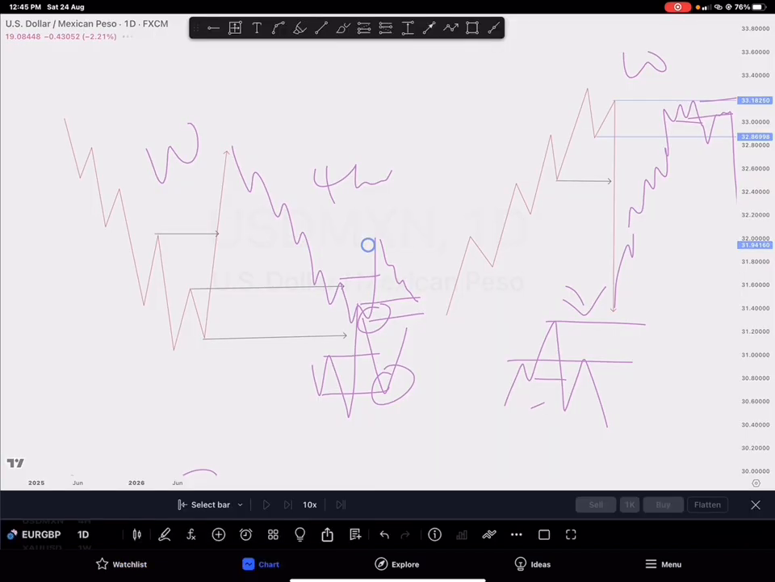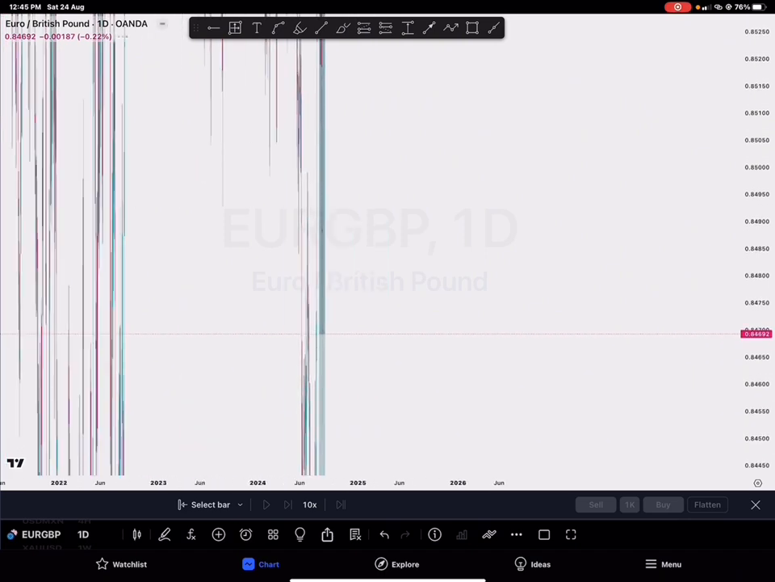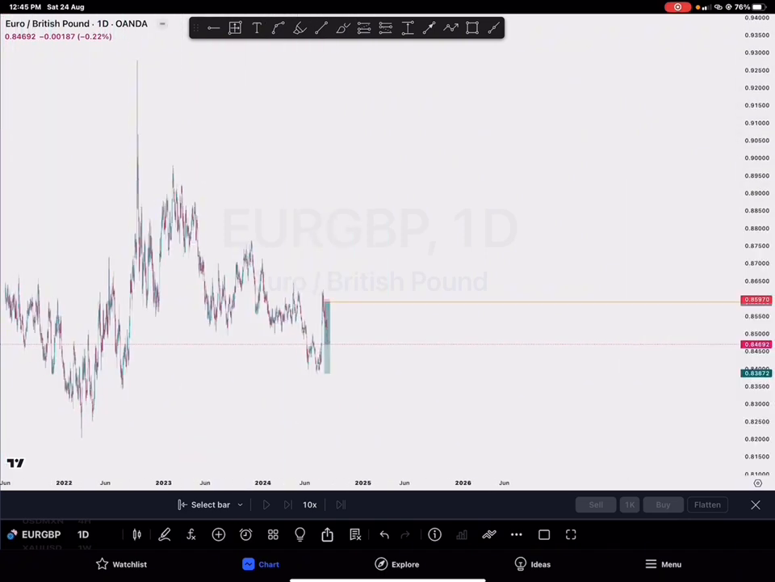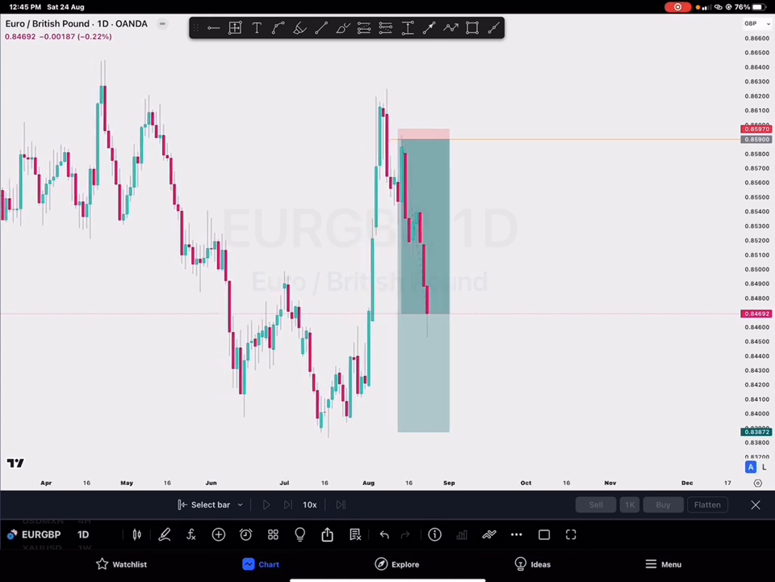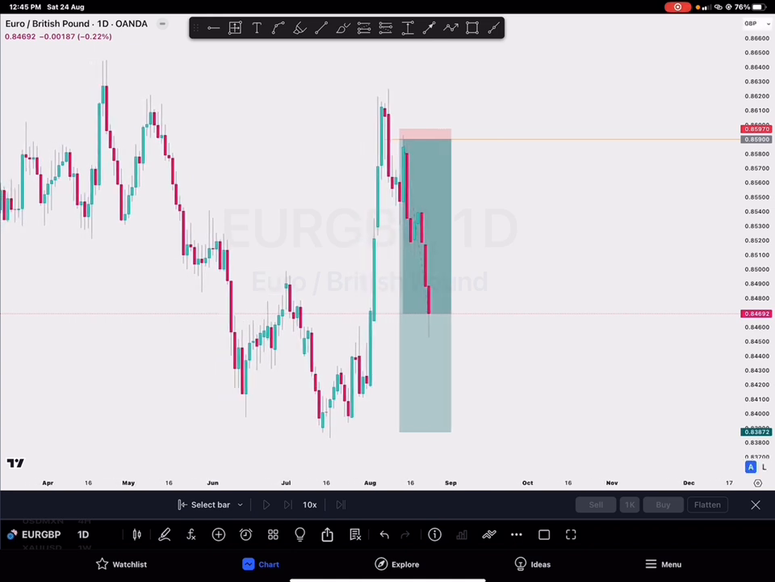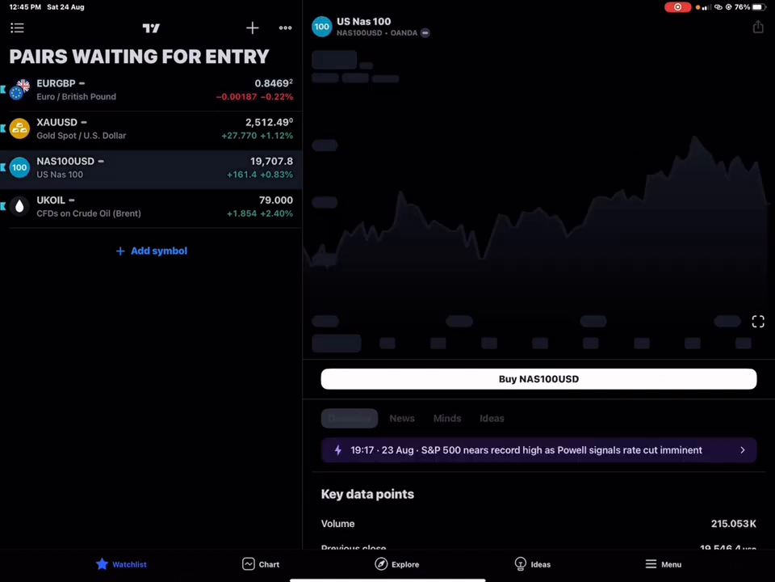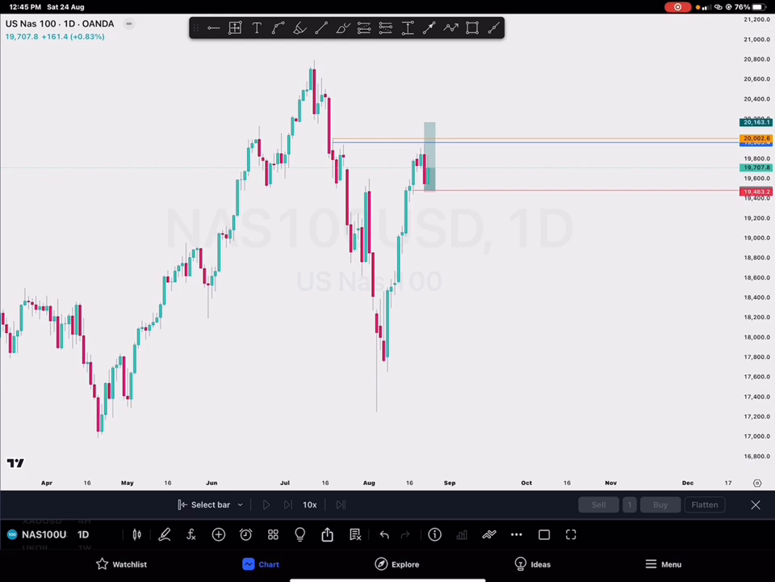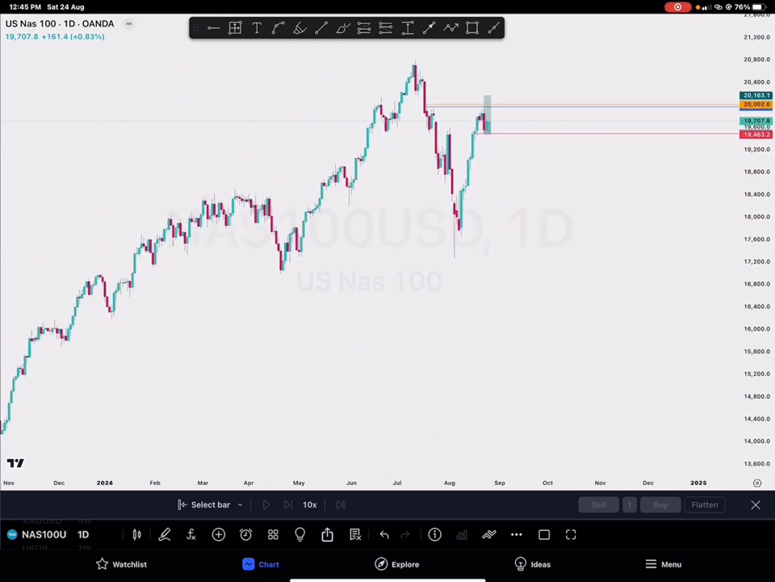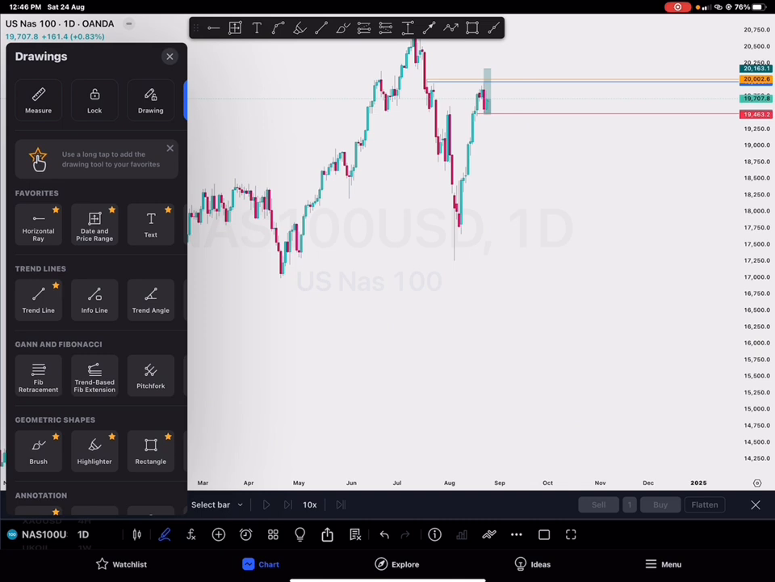So we have Euro GBP. Was it Euro GBP? A pair with a nice example. It wasn't Euro GBP. So let me look for Nasdaq 100. So now let me first delete everything so that I can explain everything better.